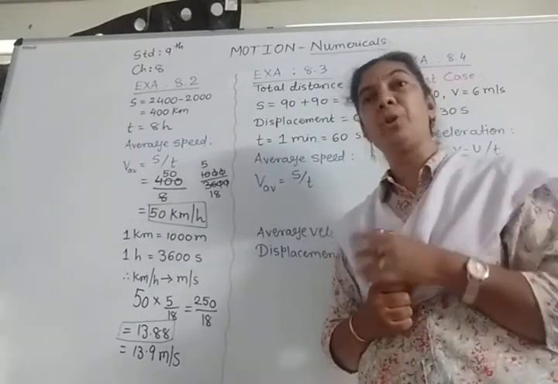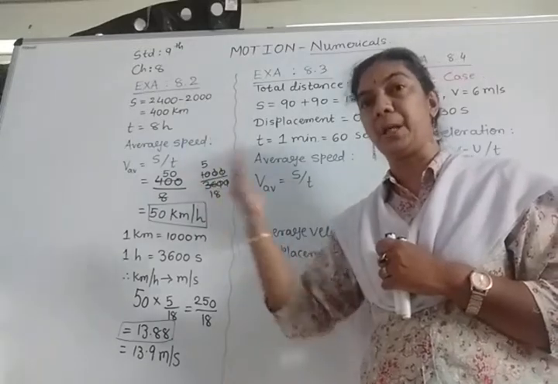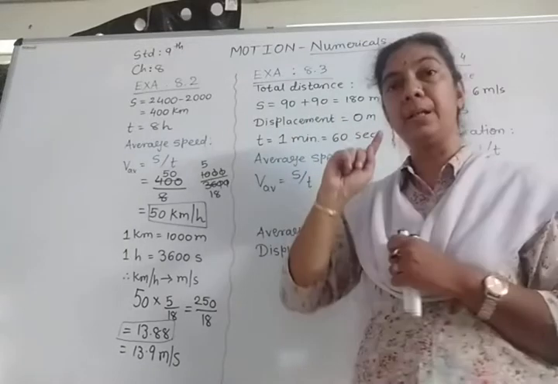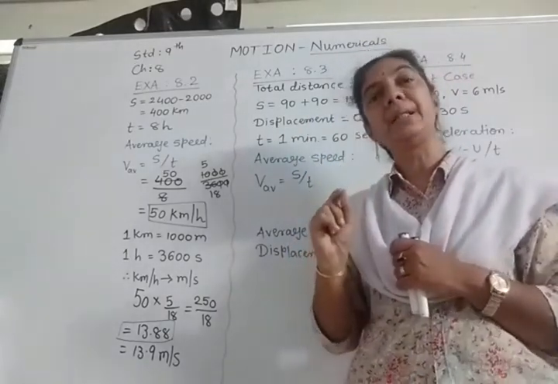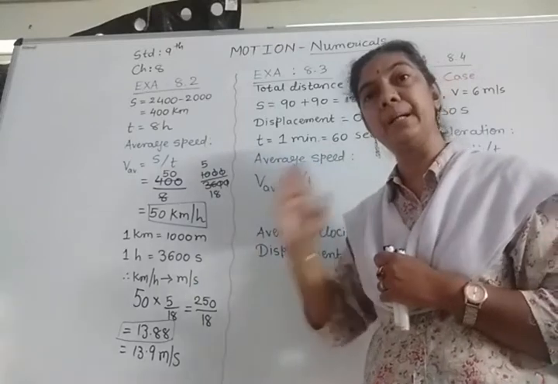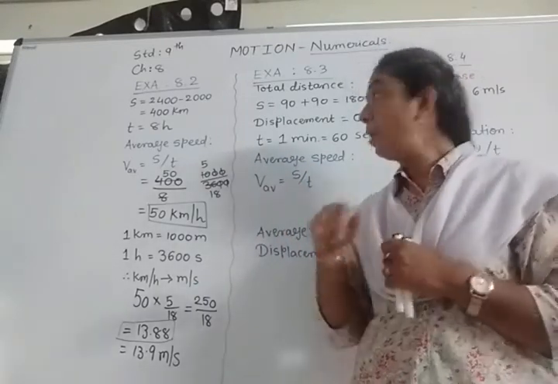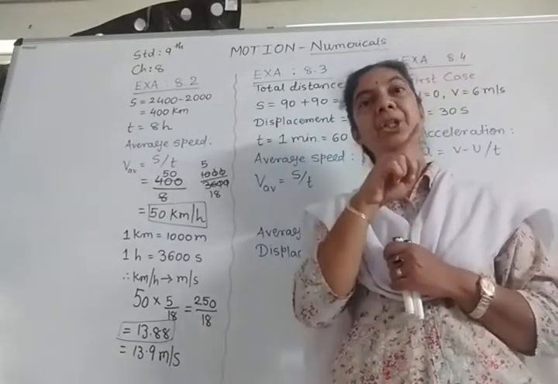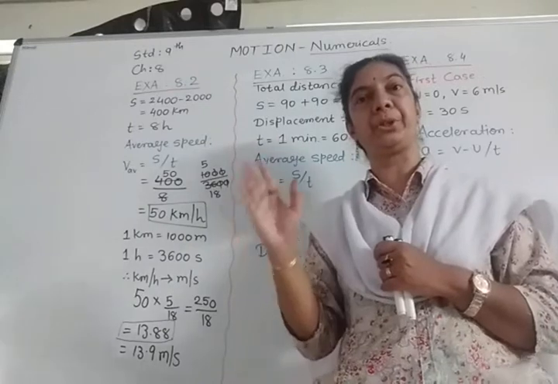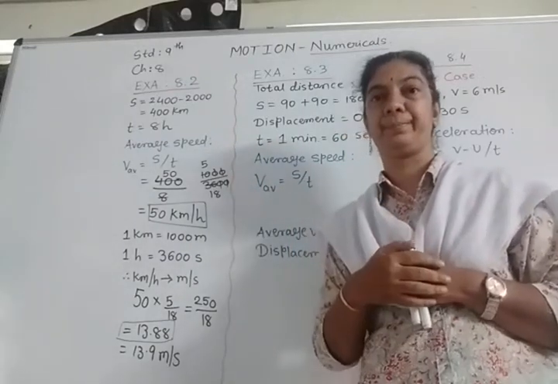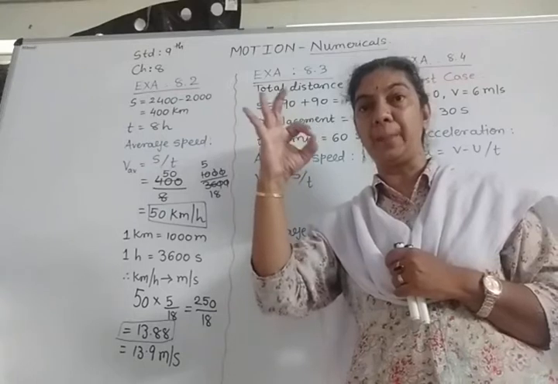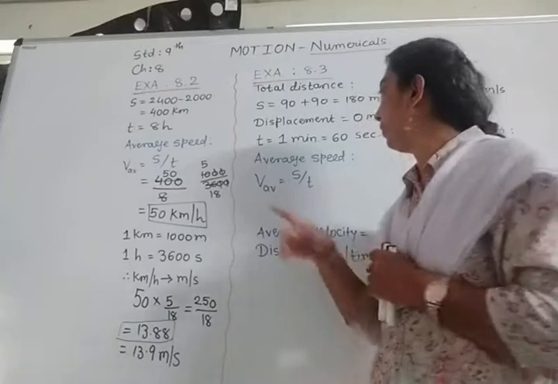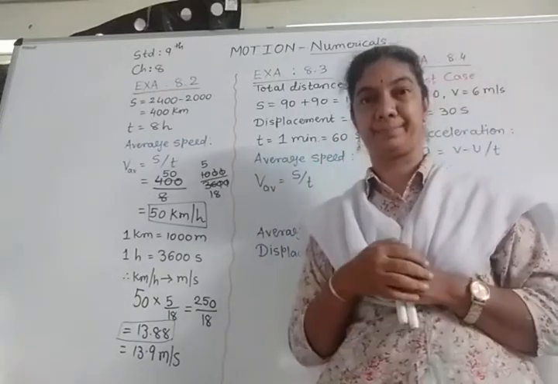Distance is the actual path, so she has gone and she comes back. So 90 plus 90 equals 180 meter is the distance travelled by her. Now in the same case, as the initial and final positions are the same, displacement will be 0. And time is given to us as 1 minute.